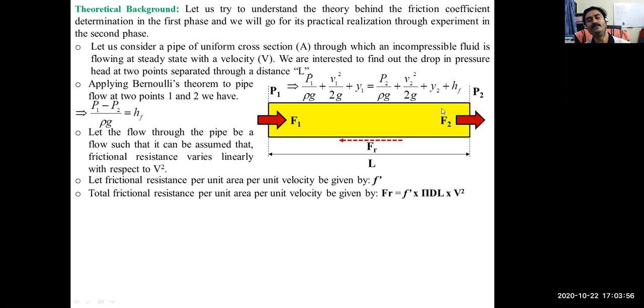Then the total friction resistance, this per unit area won't be there. Total friction resistance will be given by Fr is equal to how much? You'll be multiplying the total cross section area, pi d into L, where d is the diameter of this pipe and L is the length, into V square.